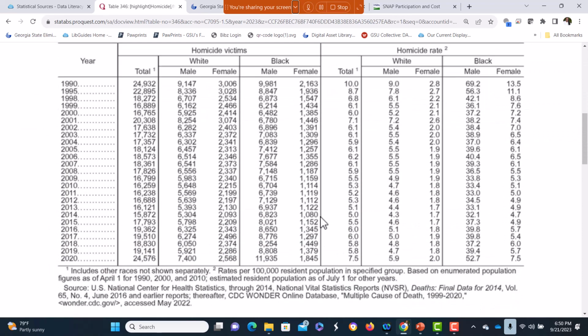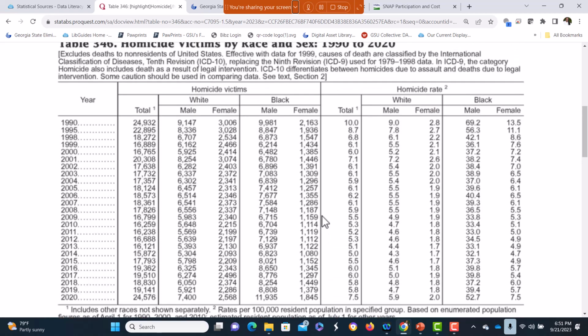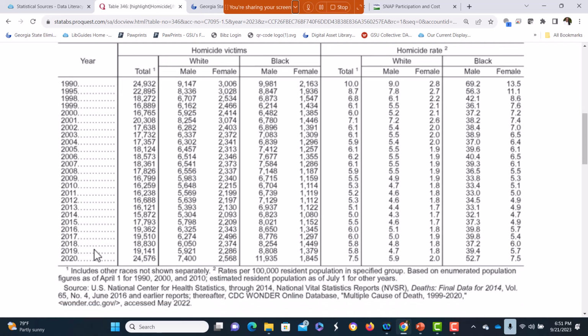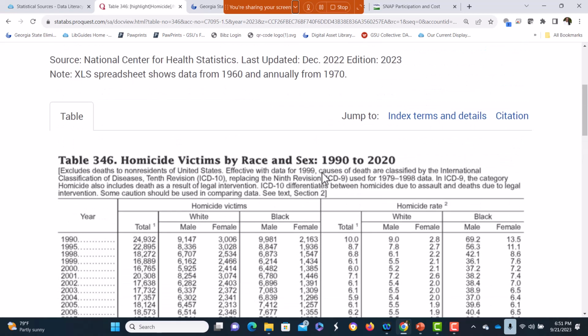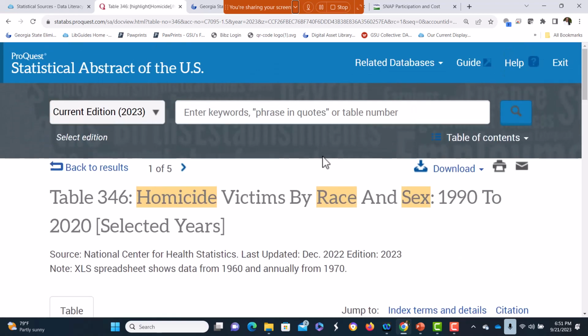And let's go back here. So if we see that that's from 2019, we can go back here for the number of black female victims, and that's 1379 here. So it's even closer than we thought. So that part of the equation is right. So that checks out.